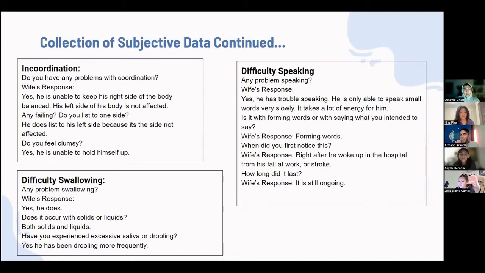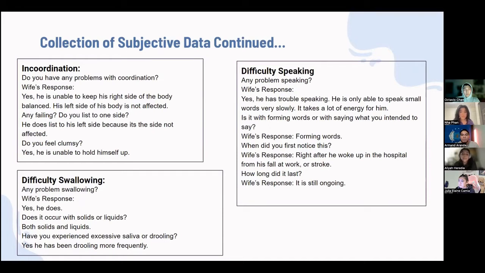Now for difficulty swallowing, we would ask any problem swallowing. The wife responded that he does have issues swallowing. Does it occur with solids or liquids? And she responded both liquids and solids. Have you experienced any excess saliva or drooling? And yes, he has been drooling more frequently, according to his wife.